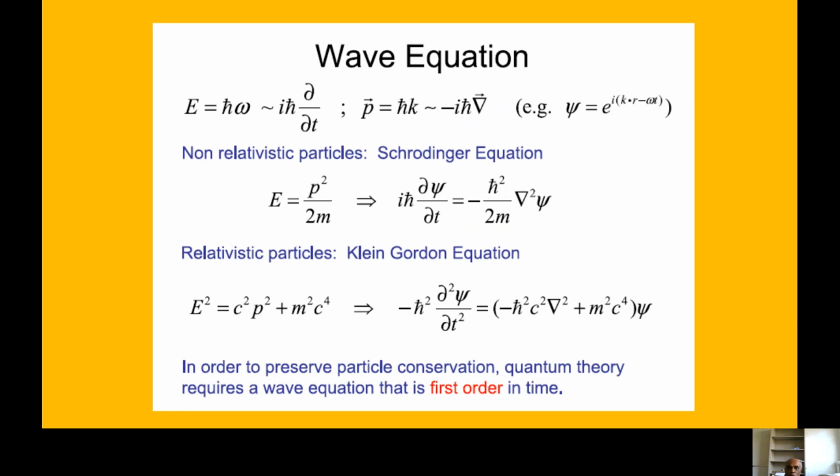Now in terms of wave equation, everybody remembers the energy operator is i h-bar d over dt, and the momentum operator is minus i h-bar grad. If you assume a plane wave, psi is e to the i k dot r minus omega t. In the non-relativistic case, if you use the Schrodinger equation with mass, then you can write E as p squared over 2m. So E is i h-bar d psi over dt. p squared becomes h-bar squared, grad squared psi. So that is the Schrodinger equation.